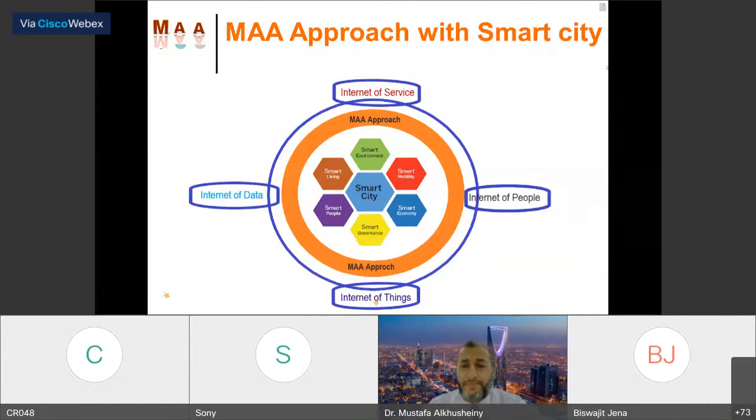So this is a general structure of using my approach with the smart city. As you see, all the services related to the smart city will be under control by using my approach, and all of this data will be transferred through the Internet of Things.